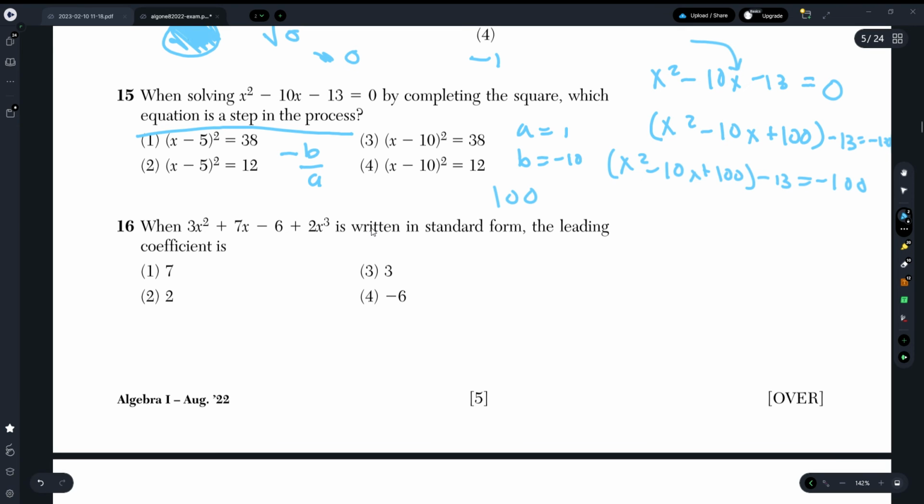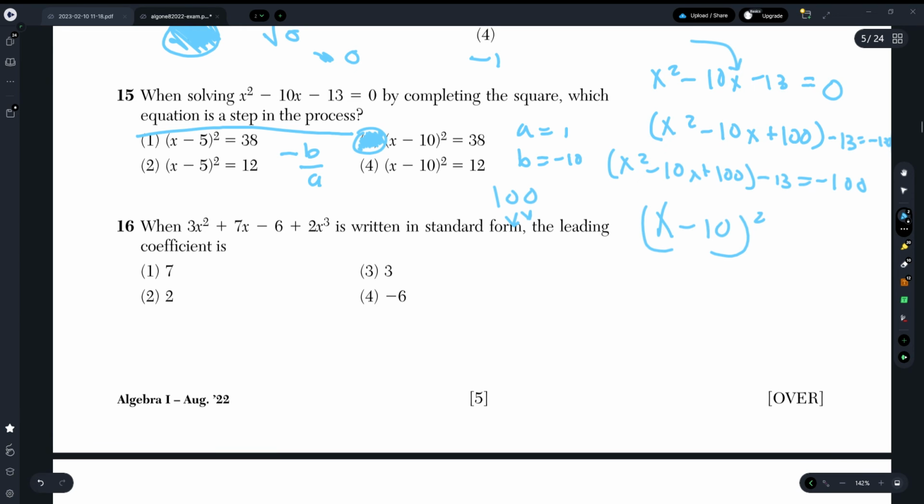So 100 is equal to which two numbers? Which two numbers multiply to 100 but add up to -10? I'll save us some time. This is equal to x minus 10 squared, and that's equal to 3.